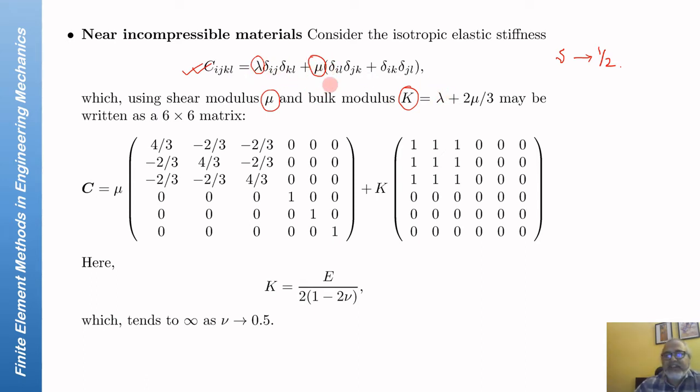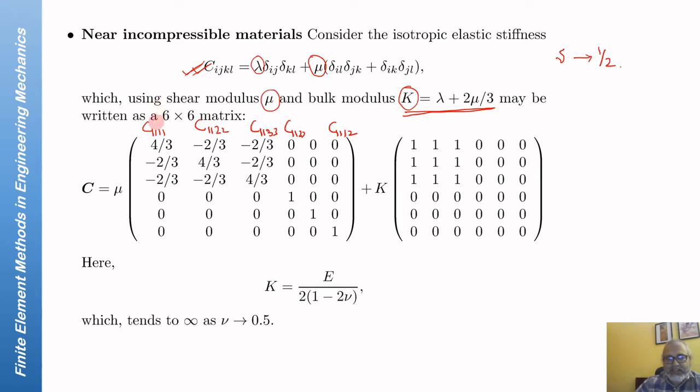and the bulk modulus is related to mu and lambda through this relation, which you might have seen in your courses on elasticity. So if you do that, then we can split this 6x6 matrix that we make out of Cijkl into a mu part and a K part, and they look like this. So I first write this equation in terms of mu and K, and then I write down this matrix form where this is C1111, this is C1122, this is C1133, and this is C1123, and so on. This is C1112. I write it down like this.